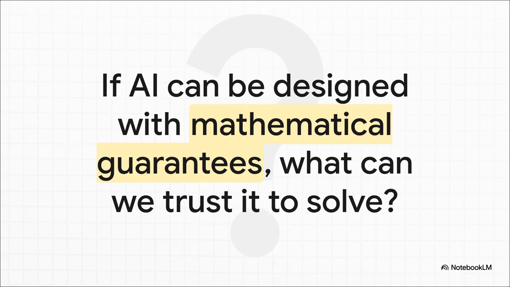And that leaves us with one last big question to think about. If we can now build AI that isn't just powerful, but has reliability, mathematical guarantees built right into its core, what kinds of massive problems can we finally truly trust it to help us solve? Think about science, finance, medicine. The possibilities are just starting to open up.